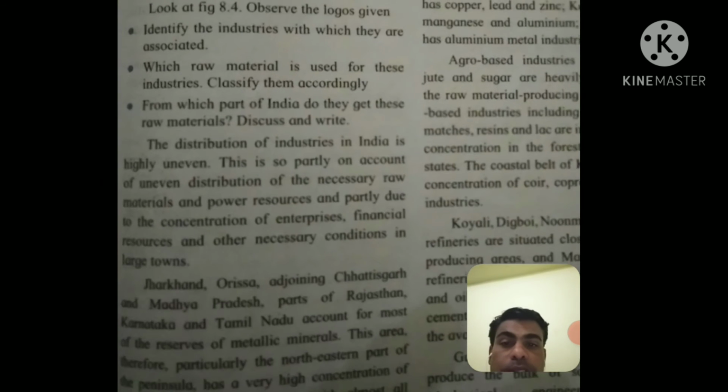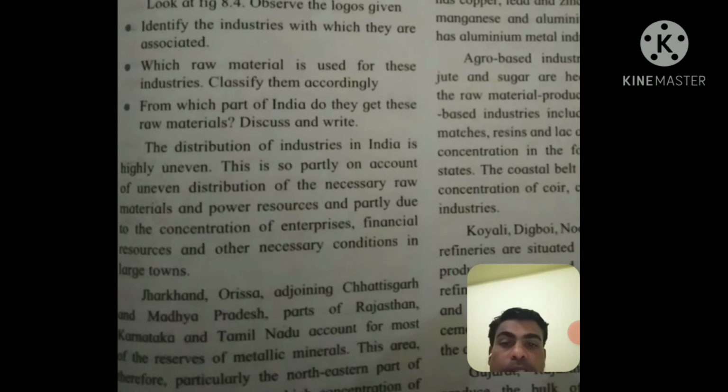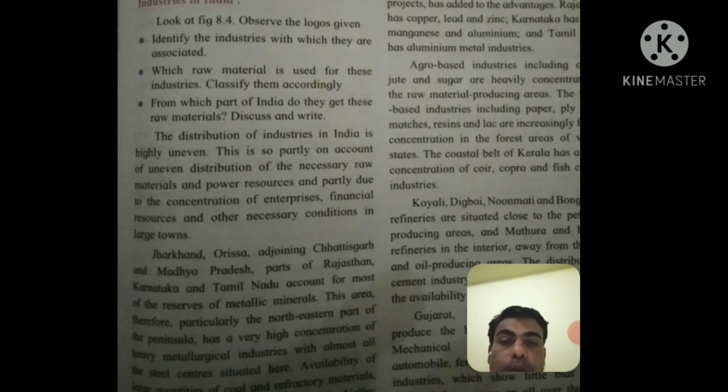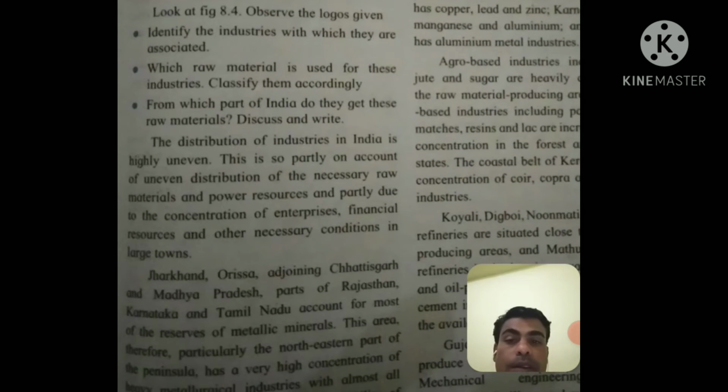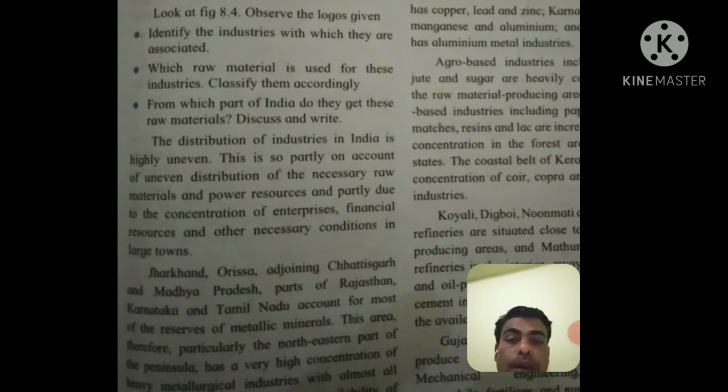So, industries in India. Look at figure 8.4. Observe the logos given. Identify the industries with which they are associated and which raw material is used for these industries. Classify them accordingly, and from which part of India they get these raw materials, and discuss and write. Just look at figure 8.4 and observe the logos given.